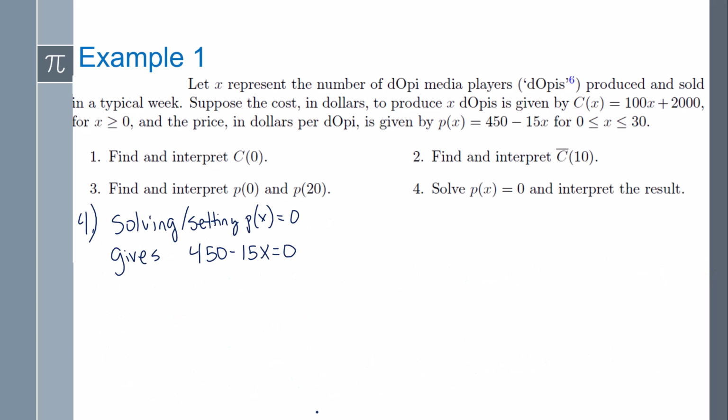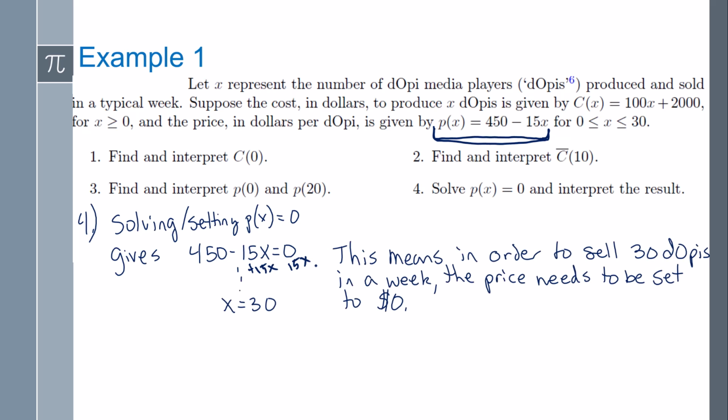For number 4, it says solve P of X equals 0 and interpret the results. So you have to set P of X equal to 0. So here's your price demand function. You set that equal to 0. Now I just need to solve for X. So you add 15X to both sides. Divide both sides by 15. You're going to get X equals 30.